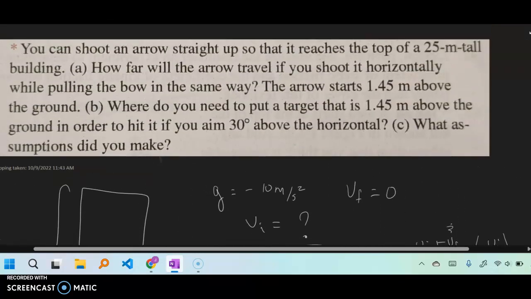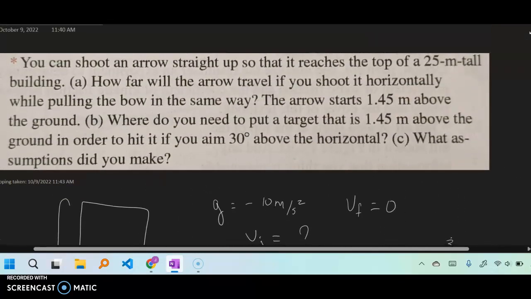All right, we've used almost 10 minutes of this video. Can we get any further? Where do you need to put a target that's 1.5 meters above the ground in order to hit it if you aim at 30 degrees? Okay, hang on a minute. We're going to stop this video for now, and we're going to come back and look at part 2 in just a moment.